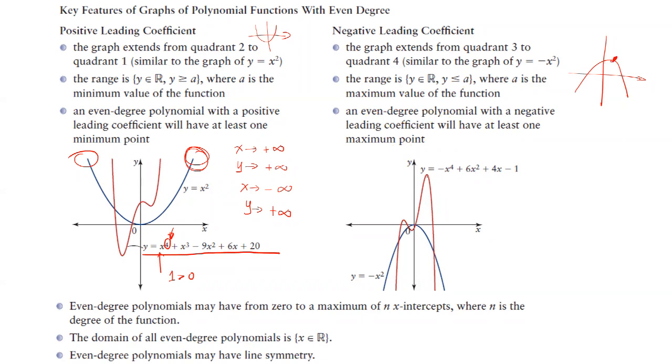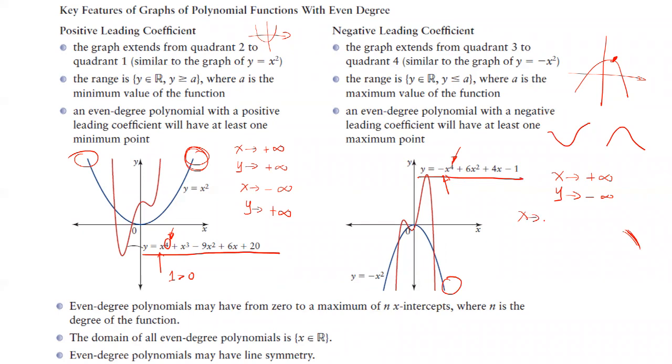Okay. For example, let's have a look at this function here. The degree is 4, which is even, right? For an even function, it will either look like this or look like this, right? Extending from the second to the first, or from the third to fourth. So now let's consider the leading coefficient. This time the leading coefficient is negative. So that means when x extends to positive infinity, y should be approaching negative infinity, which corresponds to the extending in the fourth quadrant here, right?